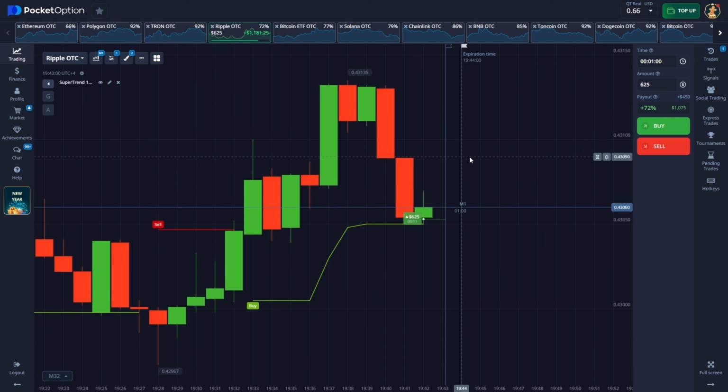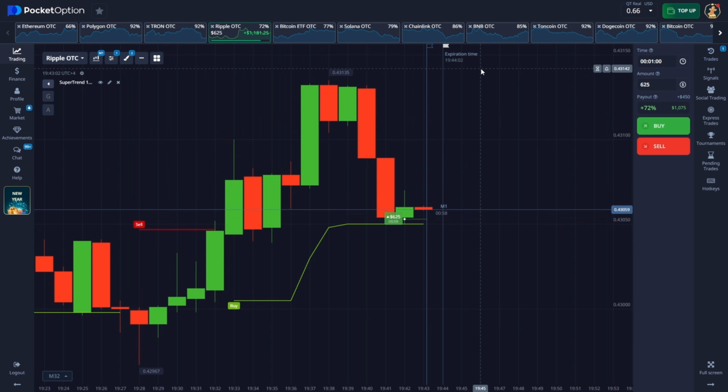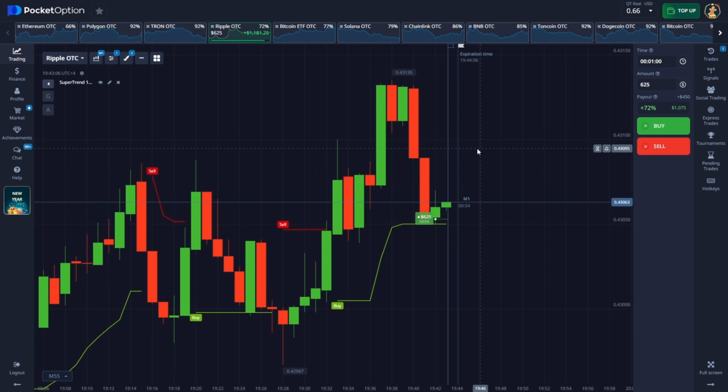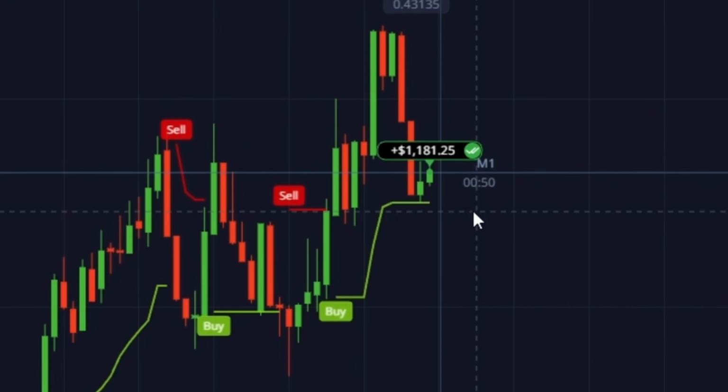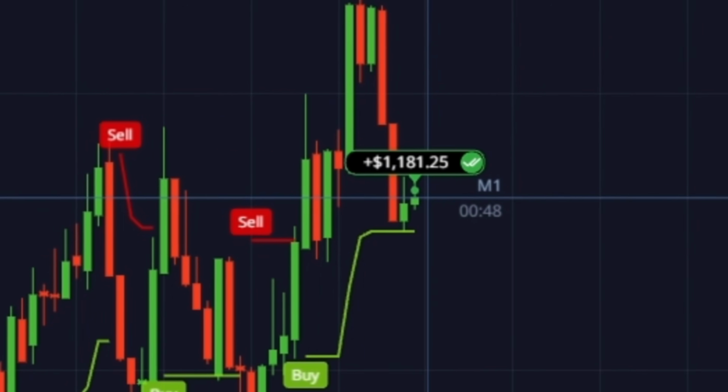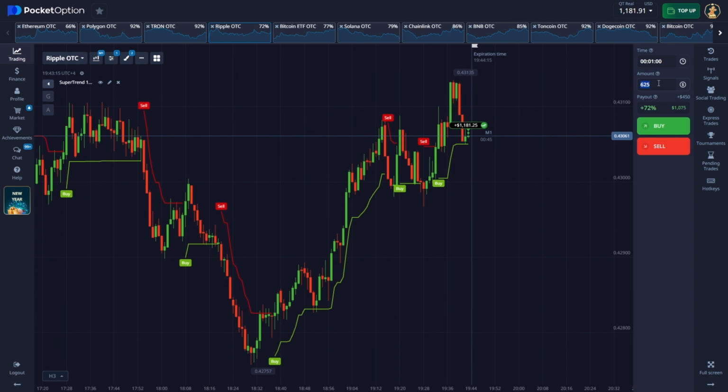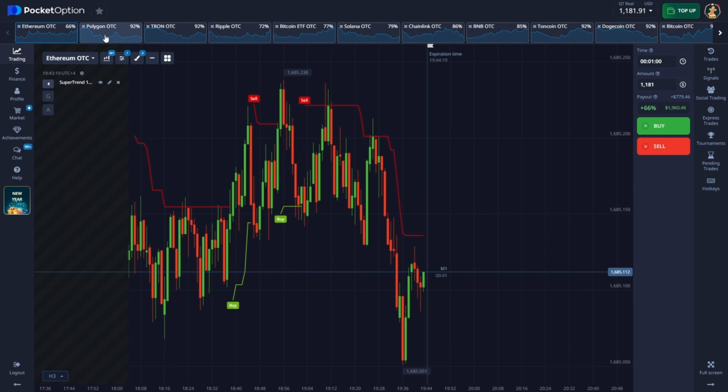The trade is moving in our favor right now. The candle reversed exactly from the buy level and closed as a green candle. With only a few seconds left, I won my fourth trade. My balance has now increased to $1,181. Let's find a trade for $1,181.